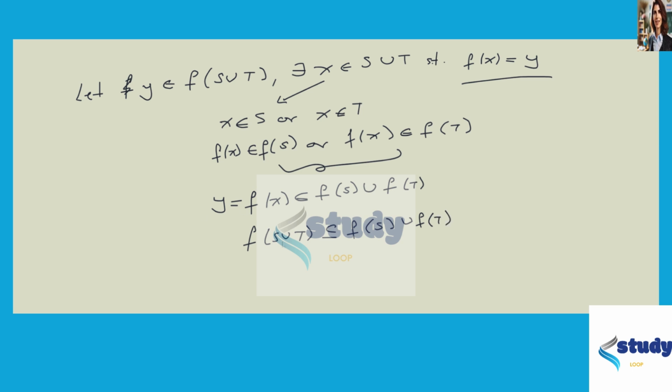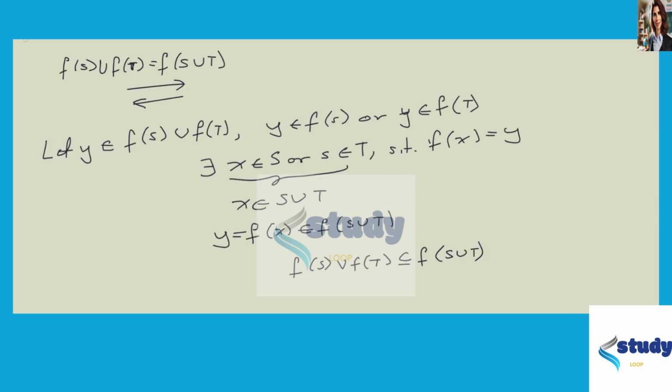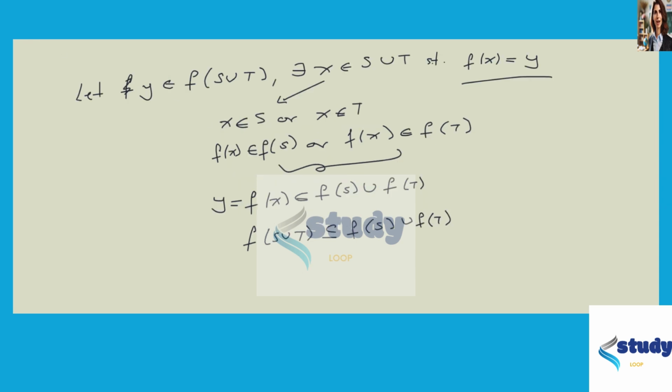Okay, so we have that f(S ∪ T) is a subset of f(S) ∪ f(T), but we also have the opposite condition where f(S) ∪ f(T) is a subset of f(S ∪ T). So because you have the opposite, and you have this one from the previous slide, you have f(S ∪ T) is equal to f(S) ∪ f(T).